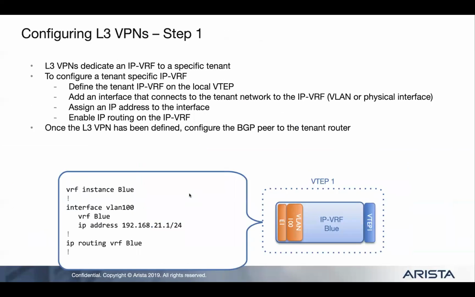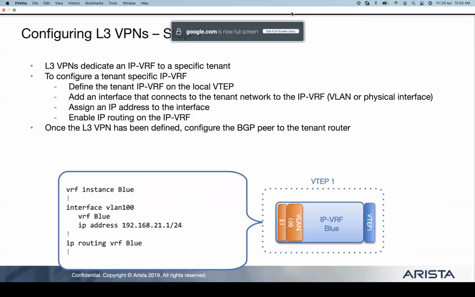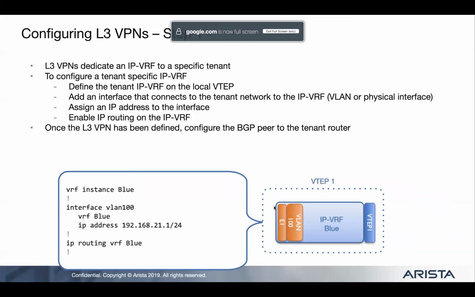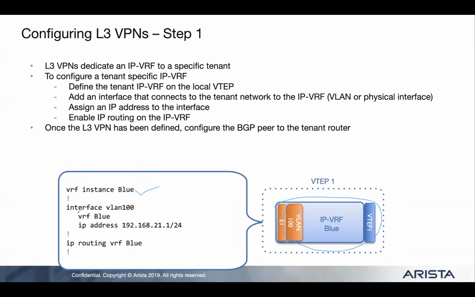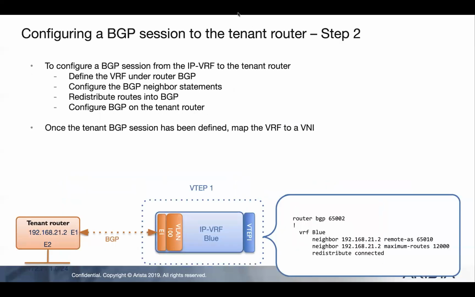Okay, so let's see the configuration. First of all, on this VTEP you have to configure the VRF: VRF blue, the VLAN under VRF blue, an IP address, and you have to enable routing for that VRF. This is one part of the configuration. Another is that under router BGP you have to configure VRF blue. This is for the L3 EVPN configuration.